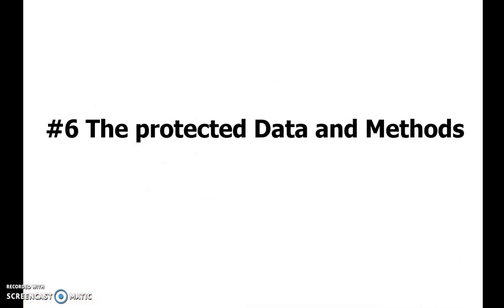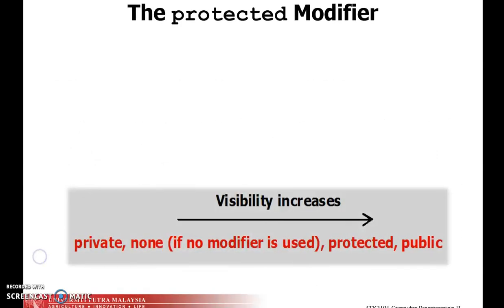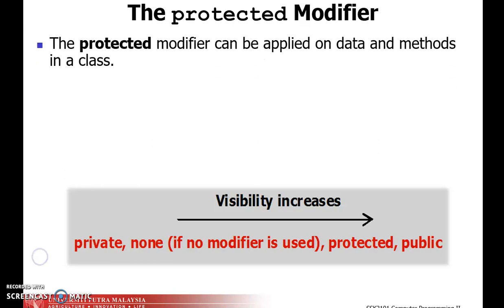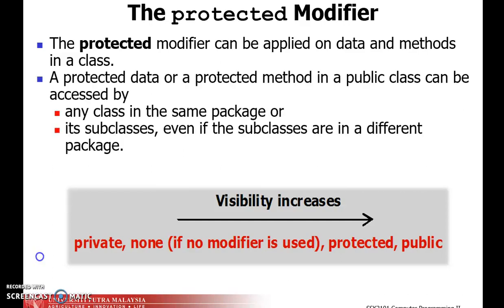First of all, what do you know about protected? In Java programming, protected is a modifier type other than public and private that can be applied on data and methods in a class. In comparison to public and private, protected data or methods in a public class can be accessed by any class in the same package, and it also can be accessed by its subclasses even if the subclasses are in a different package. Sounds a bit complicated, but believe me, it is simple and straightforward.